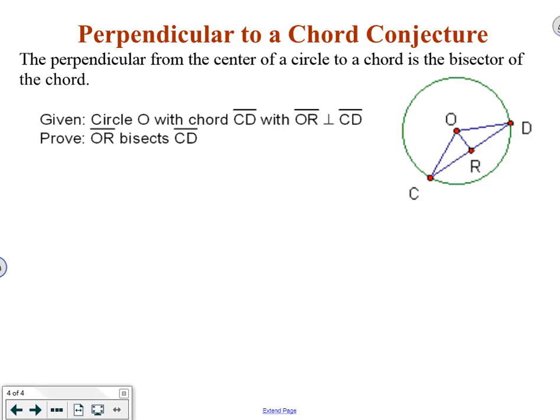So our last proof here is the perpendicular to a chord conjecture. It states the perpendicular from the center of a circle to a chord is the bisector of the chord. We have the given information written there. We have what we need to prove. And we have a nice diagram over there to work with also. So we're going to start with the given information here. Circle O, chord CD, OR perpendicular to CD, given.